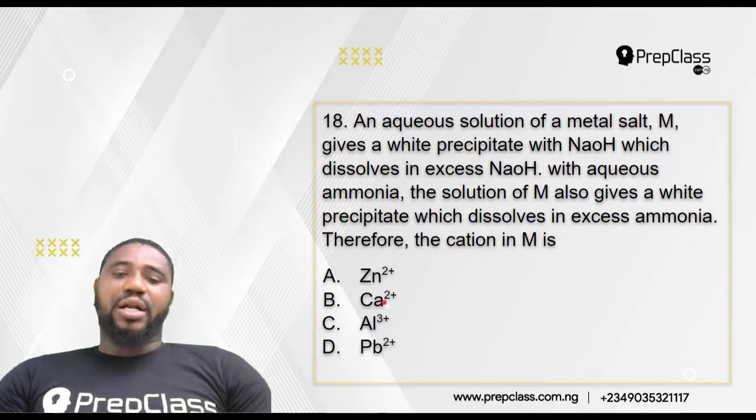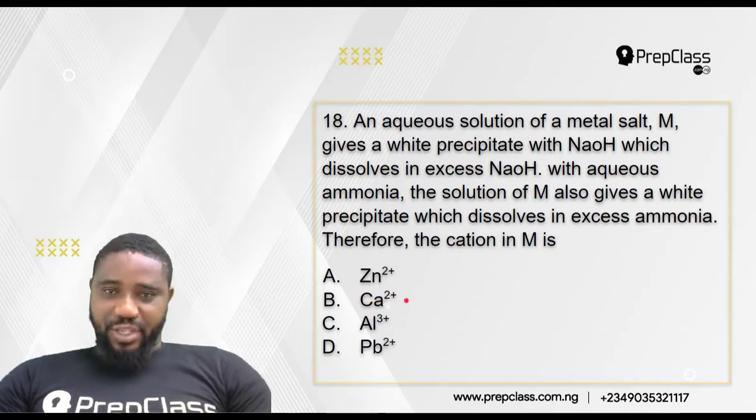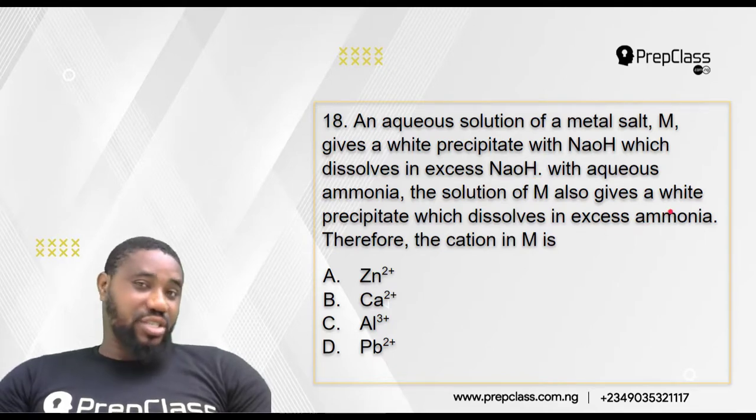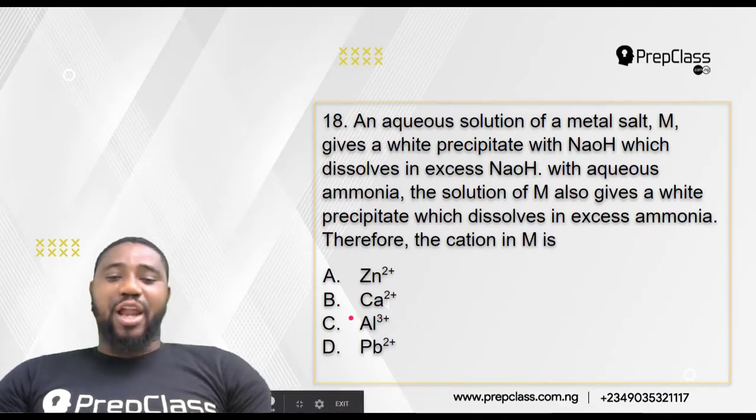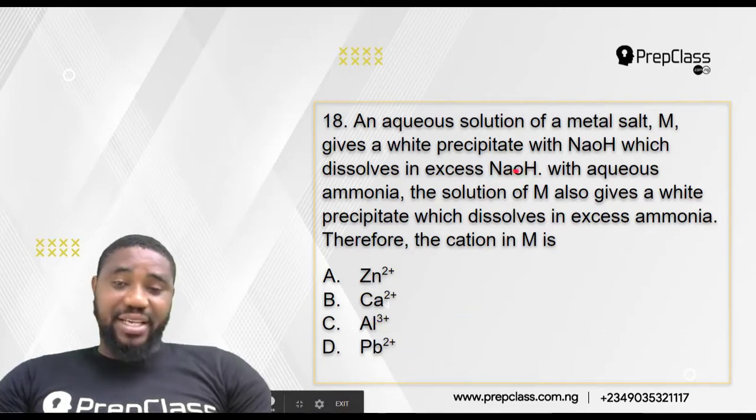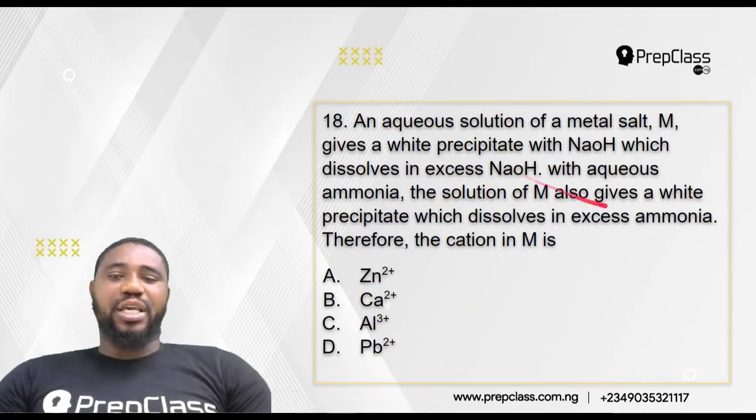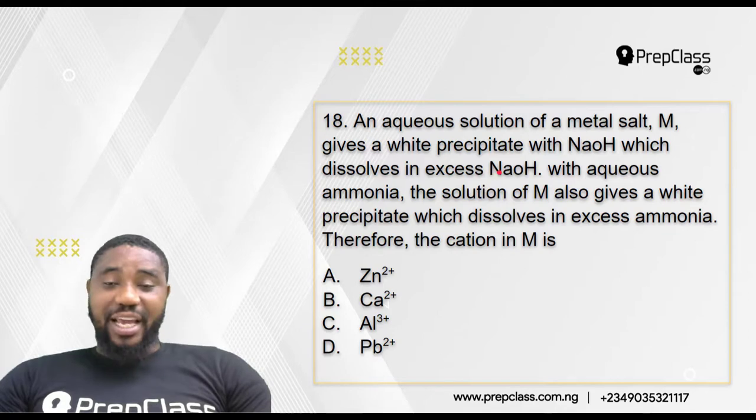Calcium ion will form a white precipitate in excess NaOH and excess ammonia. Do you see the difference? But aluminium and lead 2 ions will form a white precipitate, but they'll be soluble in excess NaOH, but insoluble in excess ammonia. But calcium ion will be insoluble in both excess NaOH and in excess ammonia.